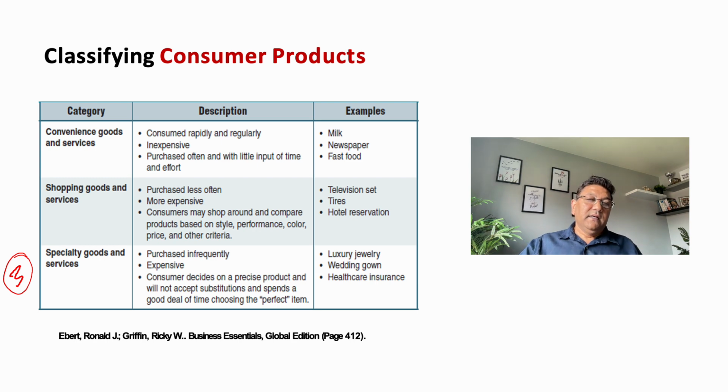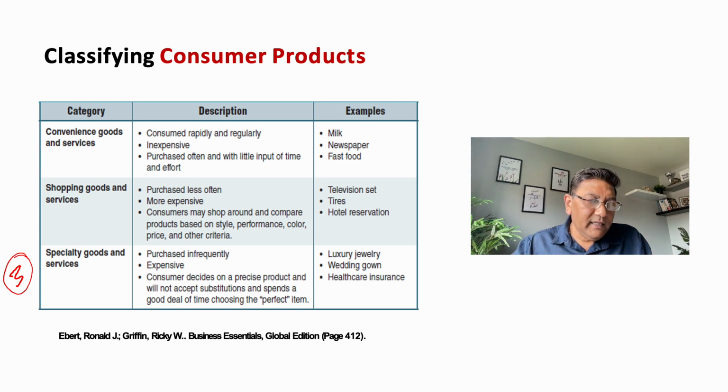So the luxury cars, luxury jewelry, wedding gown, or health insurance. We don't buy health insurance every day. We pay premium on health insurance year by year or monthly premium, because that is for protection. And about insurance, we will learn in risk management when we talk about risk management in supply chain.